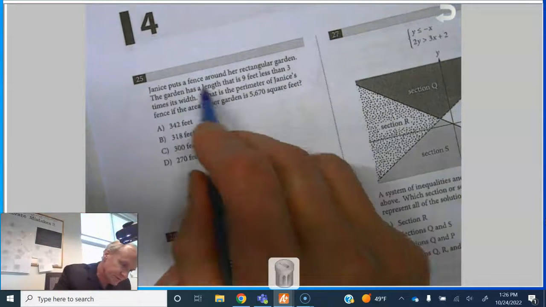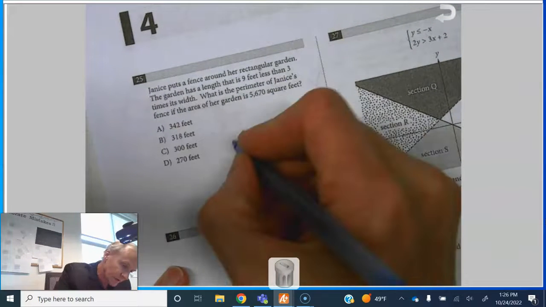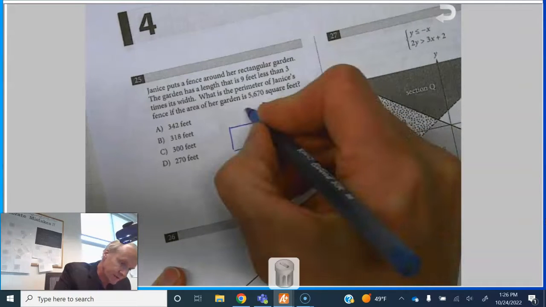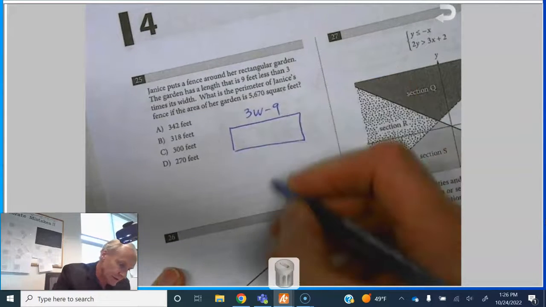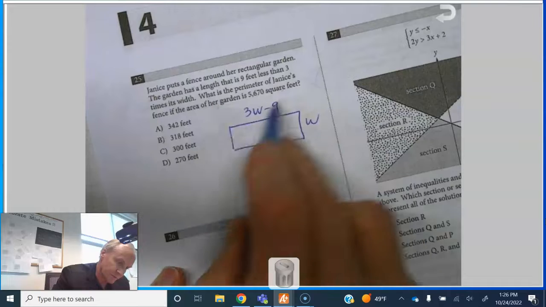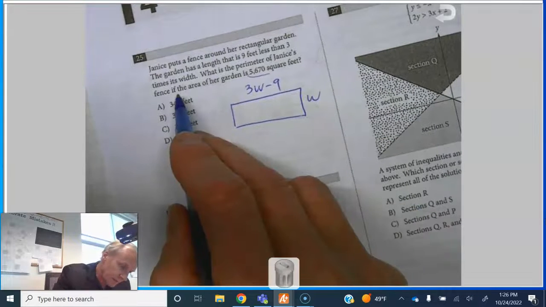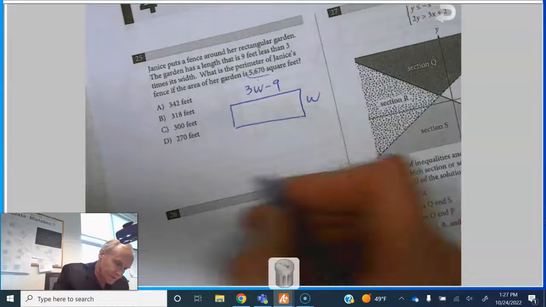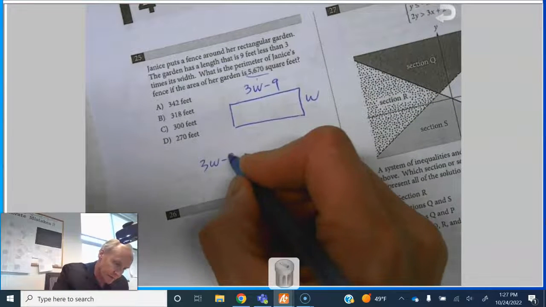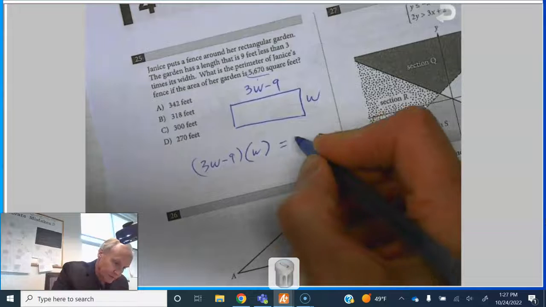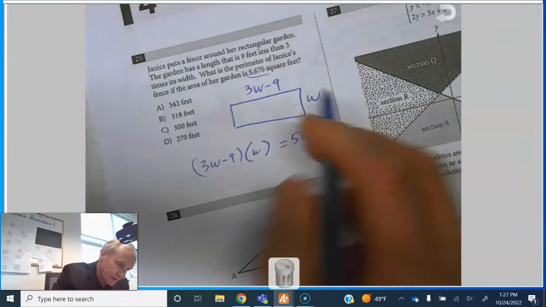Number 25. Janice puts a fence around a rectangular garden, has a length that is 5 feet less than 3 times its width. That is 3W minus 9 and W. And it says the perimeter is 5670. No. That's the area. So 3W minus 9 times W is equal to 5670.